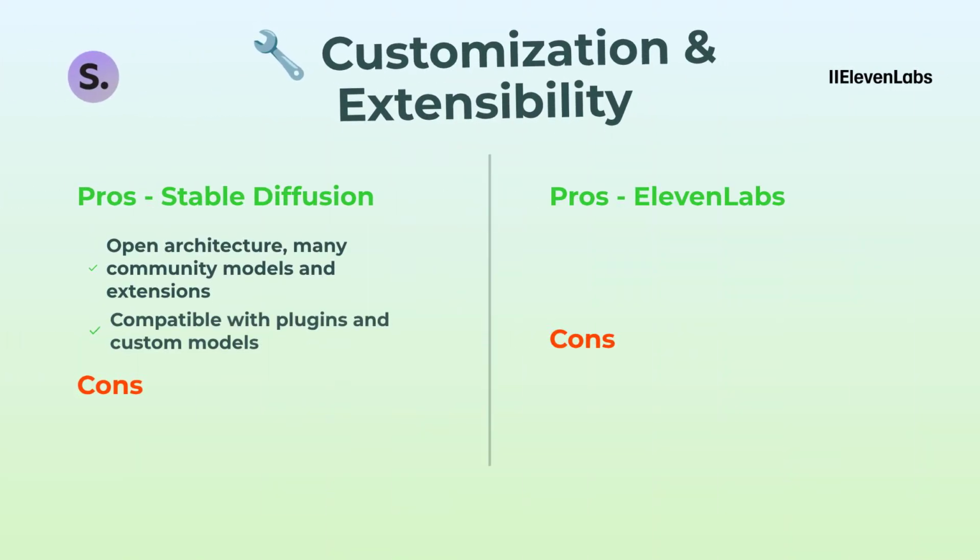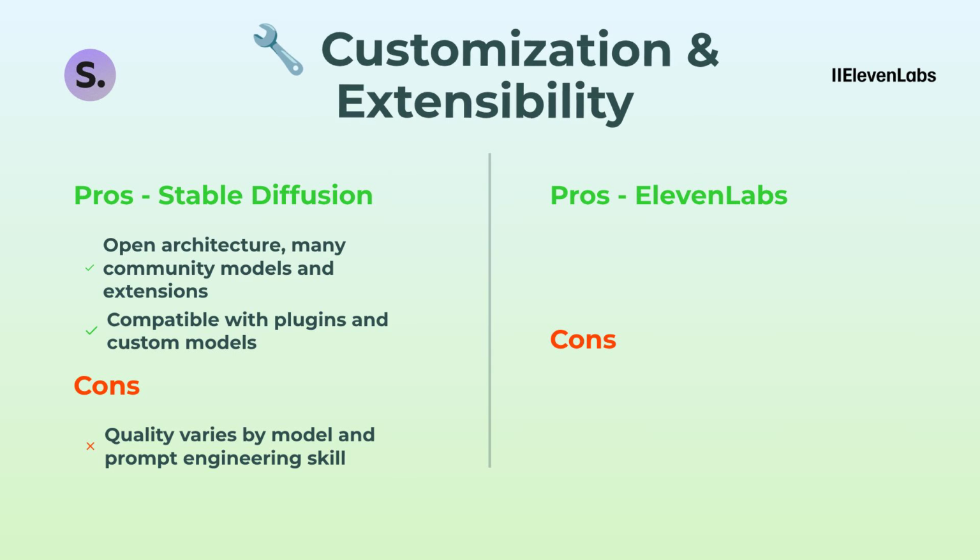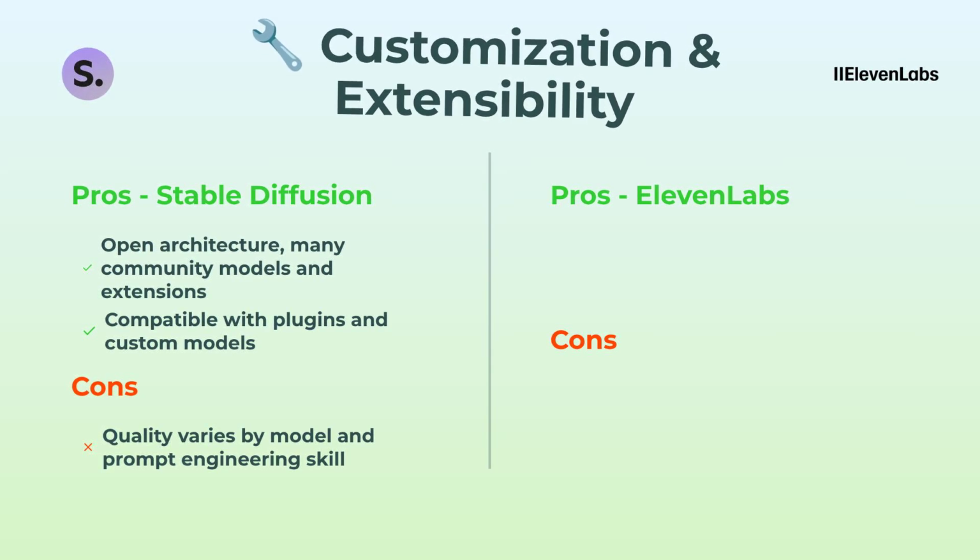Customization and extensibility time. Stable Diffusion is basically playground central. Open architecture, plug in any number of community models, custom extensions and plugins, the whole nine yards. Sky's the limit, though quality kind of depends on your prompt skills and the model you're using.